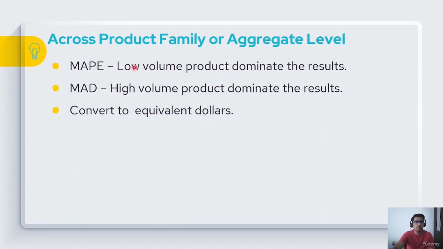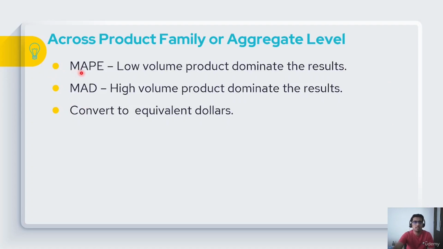Now, in industry or in your company, you're not going to use these KPIs on one product level. You will obviously be using them on product family. You will have hundreds of SKUs under a particular family. Then you want to check the accuracy on the family level or aggregate level. So you have MAPE, MAD, and this normalization method, which we'll be discussing, which is used for the product family. And what are the pros and cons of it?